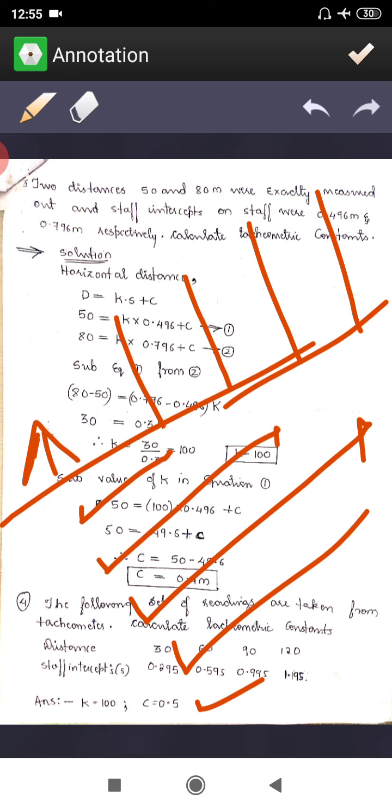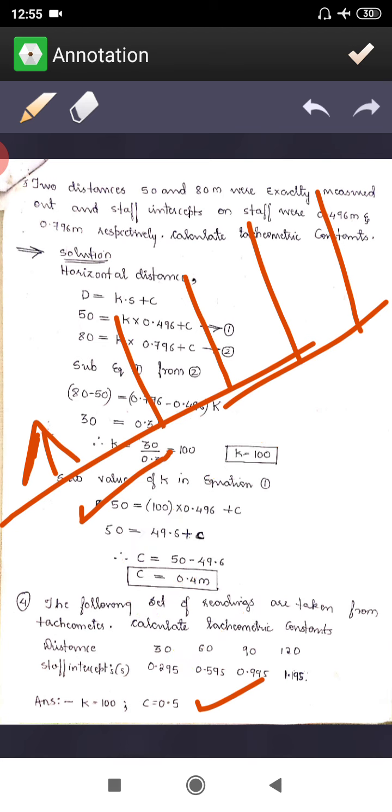Now this is what we have for the multiplying and additive constants. Now if you go to the fixed hair method, we have two sets of derivations there. One is when the line of sight is horizontal, and one when the line of sight is inclined. So we are going to see how to solve that problem.